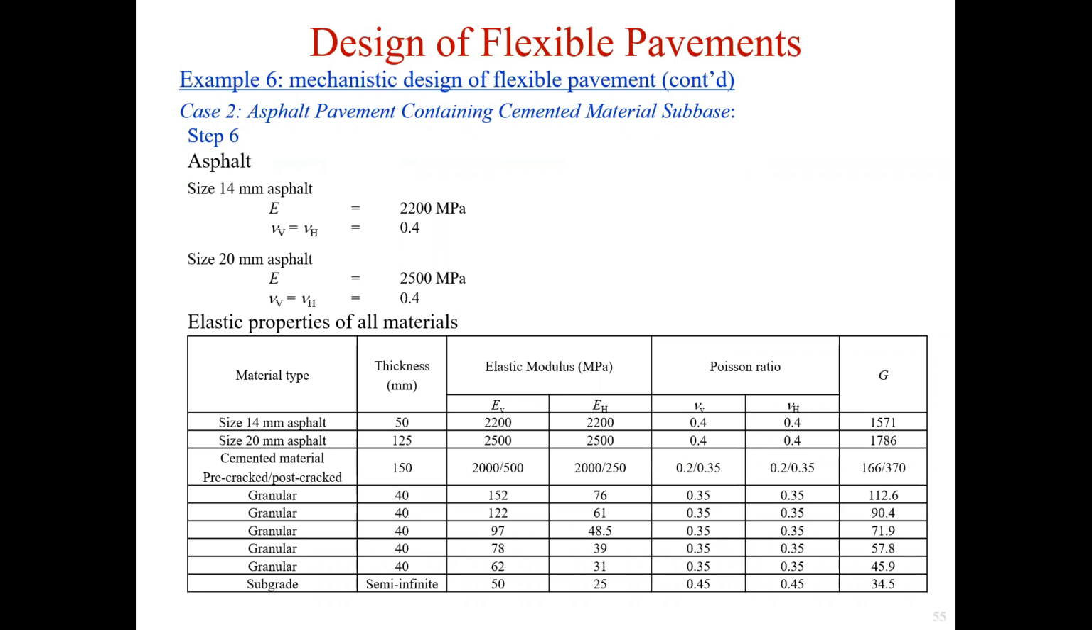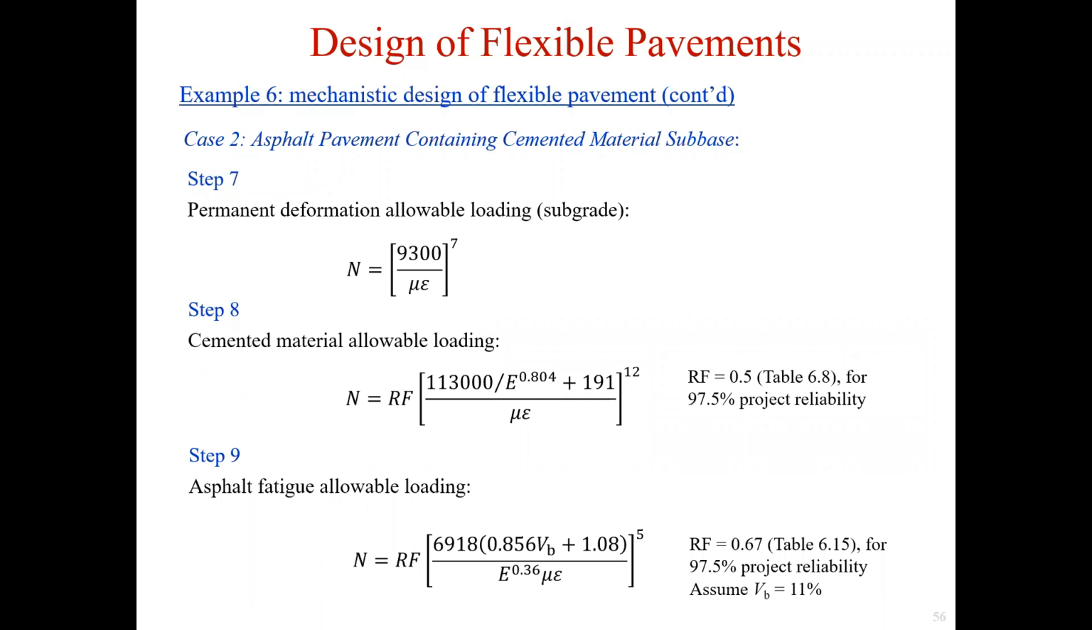For asphalt, we set the Poisson's ratio as 0.4. According to the modulus and the Poisson's ratio, we are able to calculate the shear modulus. The elastic properties of all materials, the asphalt, the cemented material, the granular material, and subgrade are summarized in the below table. The subgrade strength criterion, the cemented material fatigue relationship, and the asphalt fatigue relationship are used to calculate the allowable standard axle repetitions for each distress mode.